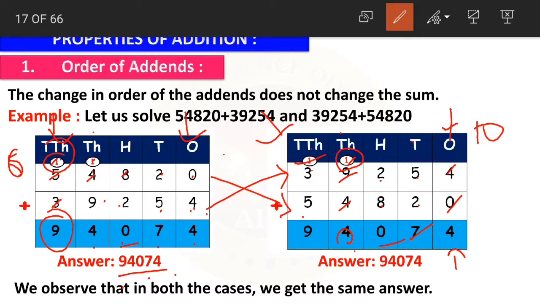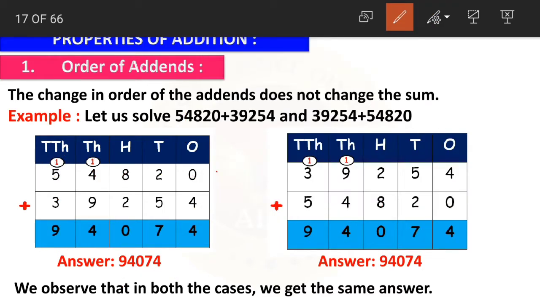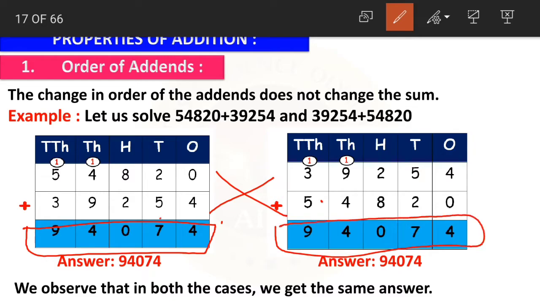Now in the 10,000s place, 1 plus 3, 4. 4 plus 5, 9. Yes, children, now what do we observe? See, even though we changed the order of the addends, the answer we got is the same. Yes, the answer in both the cases is 94,074 and 94,074 only. Yes, now what did we observe? In both the cases we get the same answer.